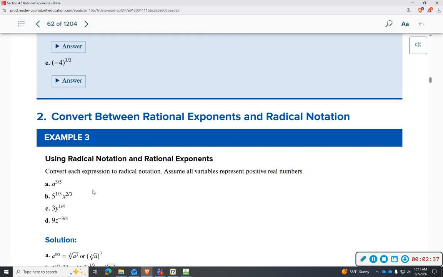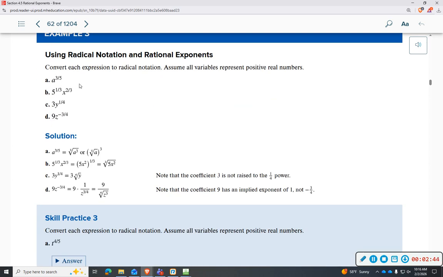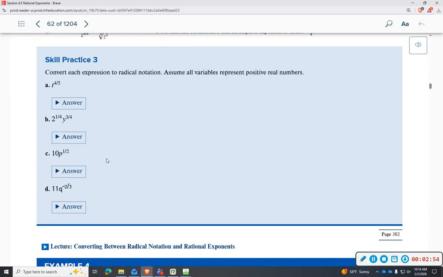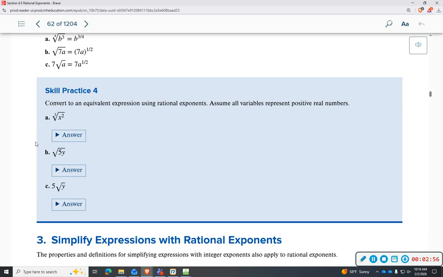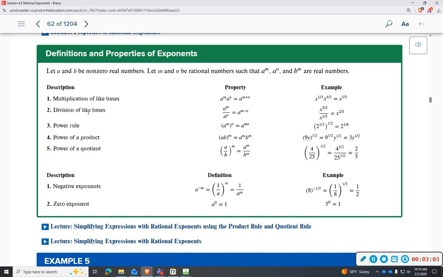Again, several more examples. The next part, we want to convert between rational exponents and radical notation. So this is going back and forth between writing it as a rational exponent versus writing it as a radical. Again, these are some examples, and then these are solutions that let you practice on. I'm going to scroll through, so several of them. Simplifying expressions with rational exponents. So these are the properties of exponents that you definitely need to remember.